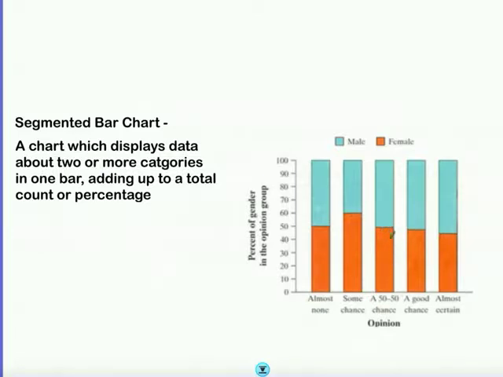50-50, again, is right there in the middle. So is a good chance, and almost certain is a little bit less than half for the females. So the males would be, I'd say 60, a little bit more than 60.